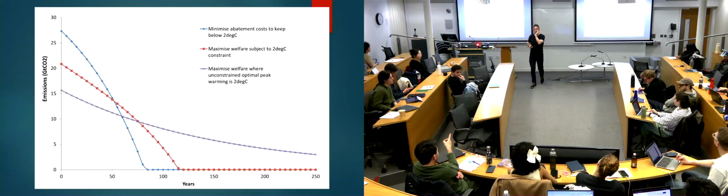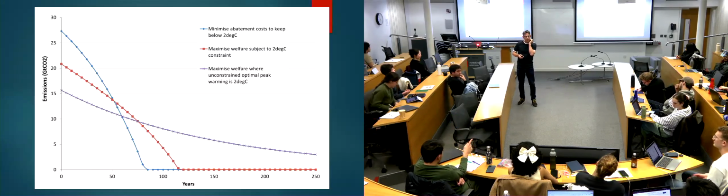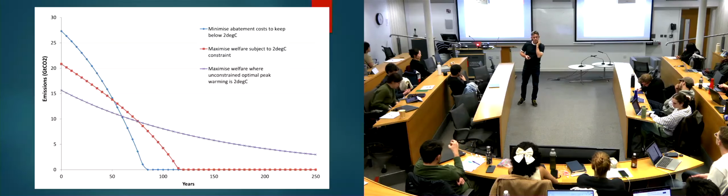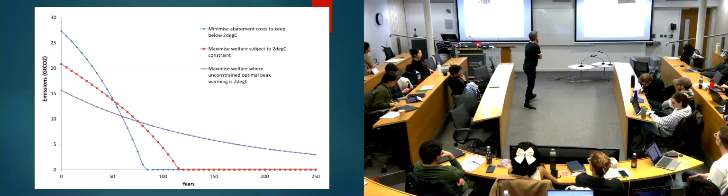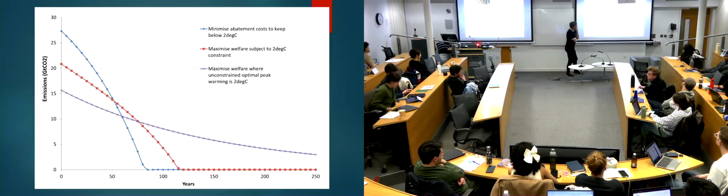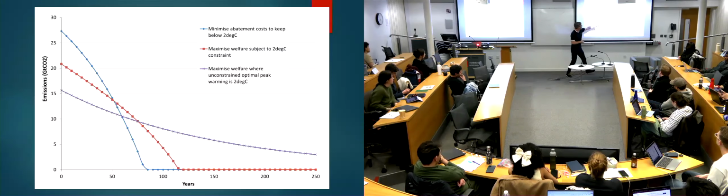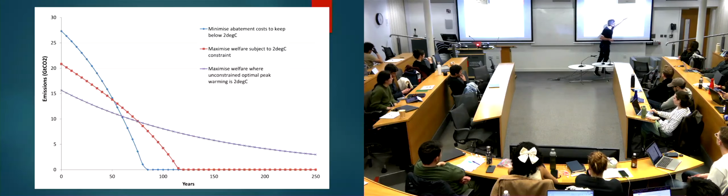Yeah. In the purple line, the temperature would actually go beyond 2 degrees, right? Because you never actually stop polluting. No. It's a good question. So you would. I'm a bit puzzled. So the short answer is no. It's designed to go to 2 degrees.